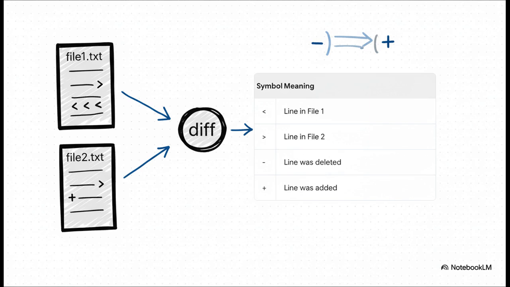It's so intuitive, right? Any line that got taken out of the first file shows up with a minus sign, and any line that was added to the second file gets a plus sign. It's just a perfect, easy-to-read summary of every single change.